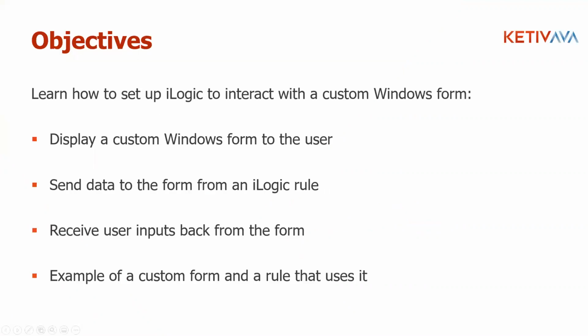We are going to learn how to set up an iLogic rule to interact with a custom Windows form. And specifically, we're going to make sure we cover how to display a custom Windows form to the user, how to send data to the form from an iLogic rule, and how to receive user inputs back from the form so that you can use them for other things inside of your iLogic rule. And to do this, we're going to go over an example of a custom form that I've made and a rule that uses that form.